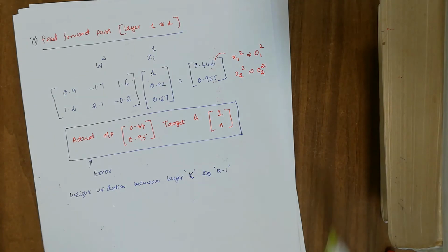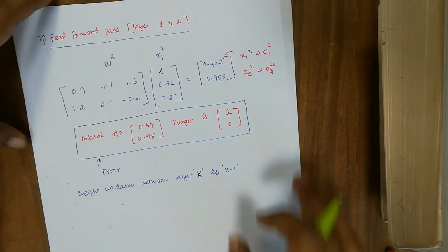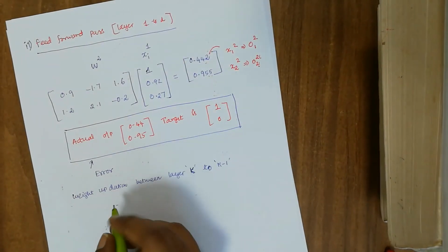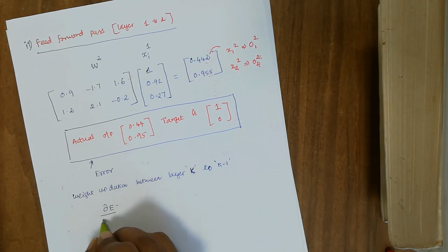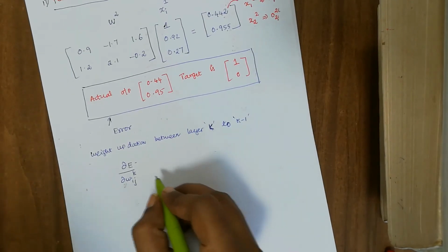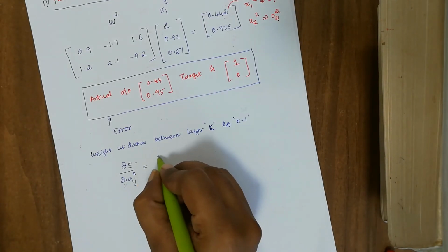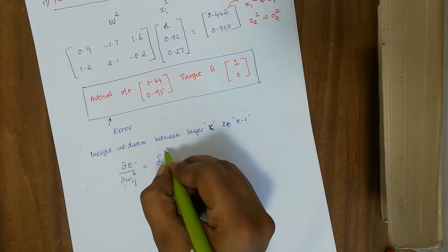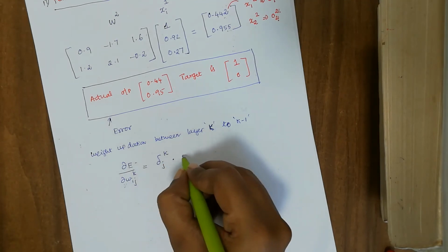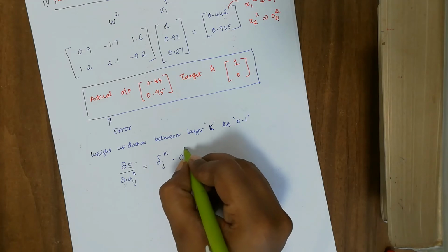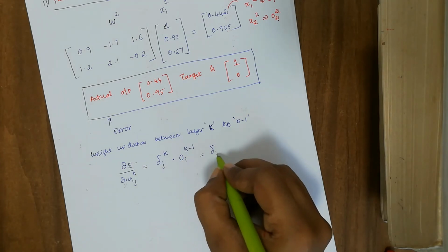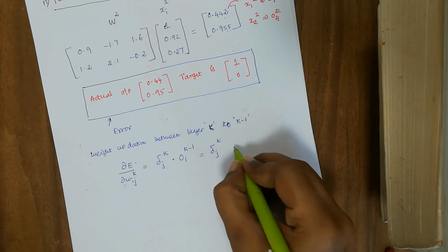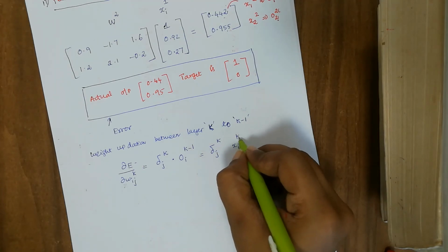The derivative result that we have obtained is this one. So remember, dou E by dou Wij capital K, which takes del J capital K into OI K minus 1. This OI is nothing but, now both are the same, del J K xi K minus 1.